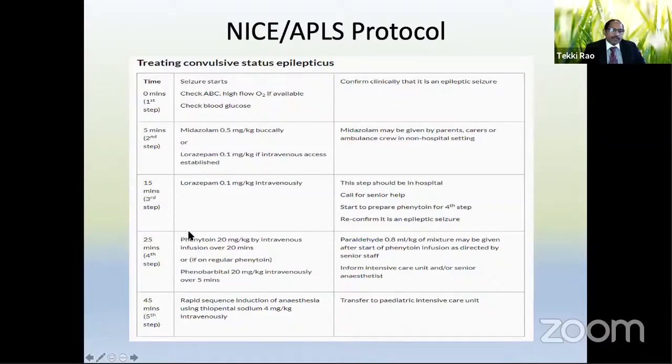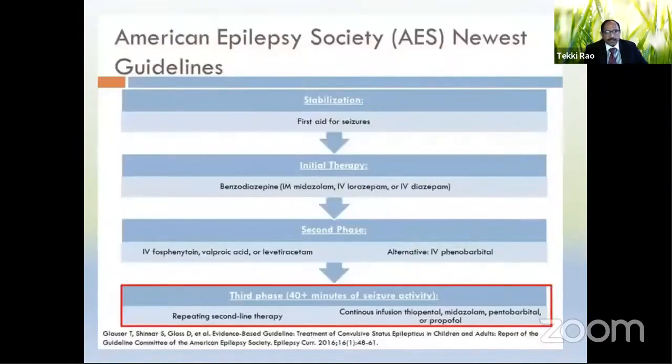However, after finishing the phenytoin infusion, which takes nearly 20 minutes, the third line, which is rapid sequence induction with anesthetic agents, should be set in.